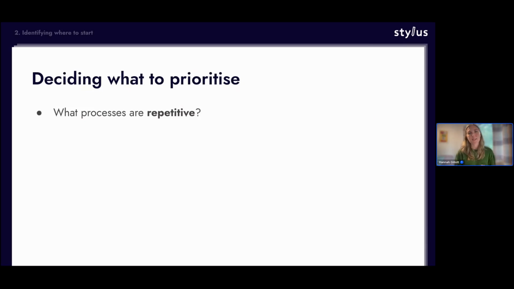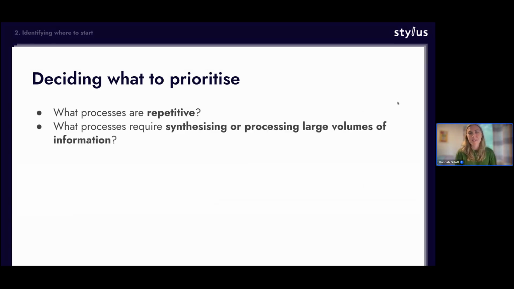So what processes are repetitive, first of all? By the time things become really, really repetitive, we're moving away from where a human's expertise and insight can always be essential. So there's certainly bits that involve human judgment, but anything that's repetitive should be relatively straightforward, depending on the task, to get AI to support. Processes that require synthesizing or processing large volumes of information.